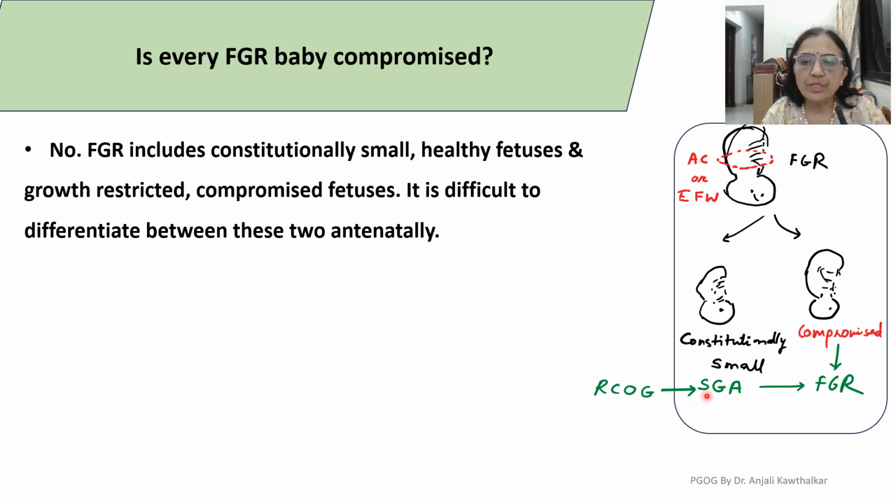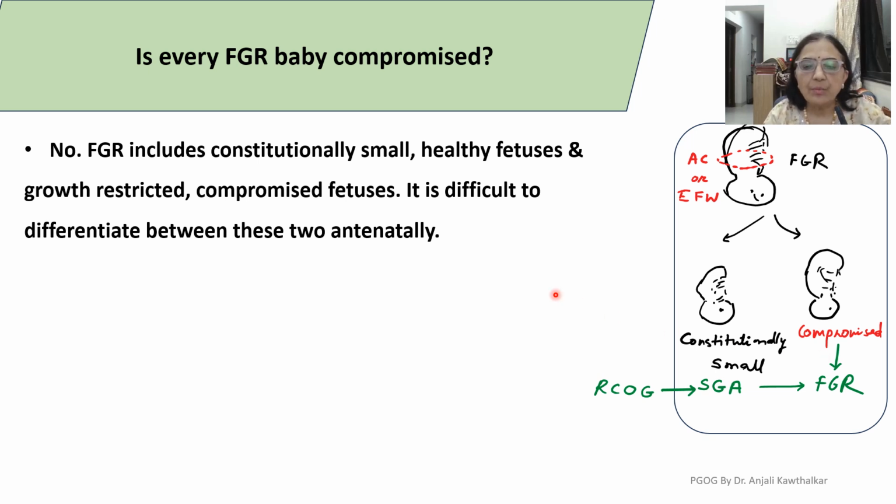RCOG is using small for gestational age for the fetuses where the fetal growth lag is between the 3rd to 9th percentile, or where the lag is less than the 10th and umbilical, or all the fetal Doppler studies are normal. That is small for gestational age for the RCOG. Whereas all the rest, most of the time these will be compromised, and there only they are using the terminology as fetal growth restriction.